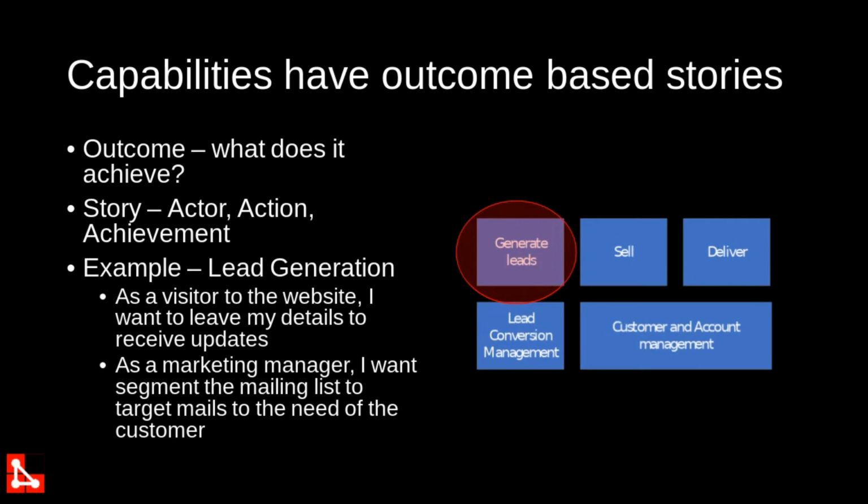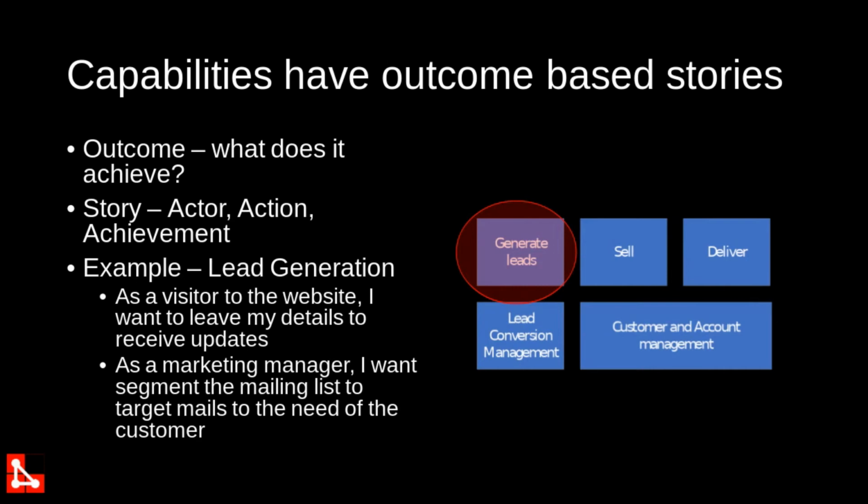So for instance, let's assume I'm writing something for generate leads. Let's assume I'm writing a form on the website where people can register. So I would say, as a website visitor to your company, I would like to leave my details to receive updates. Now that's a triple A story. We've got the actor, which is a visitor to your website, we have the action, because I want to leave my details, and we have the outcome, because I, as the visitor, want to receive the updates. So from that perspective, this is a very, very good user story.